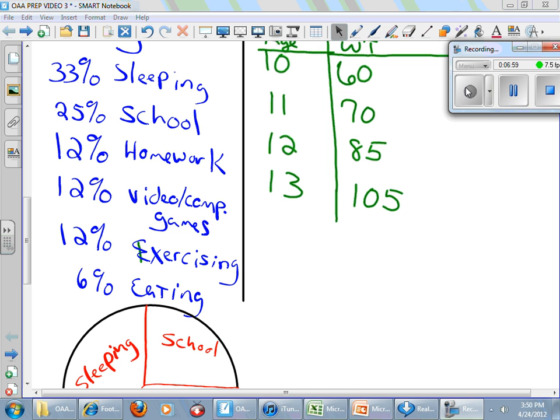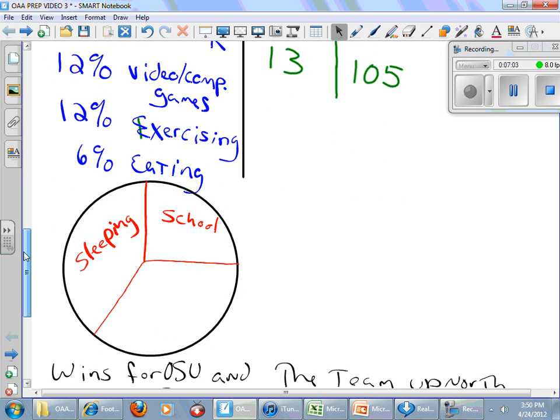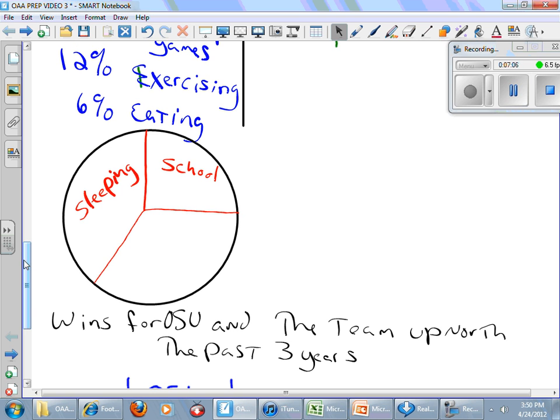Now I need 12% for homework, video, computer games, and exercising. And those are all going to be about the same. Well, I know that a quarter is 25%, so half of that would be 12 and a half, so it's going to be a little less than half a quarter. It's actually going to need to do something kind of like this.